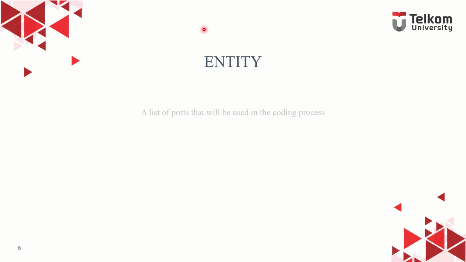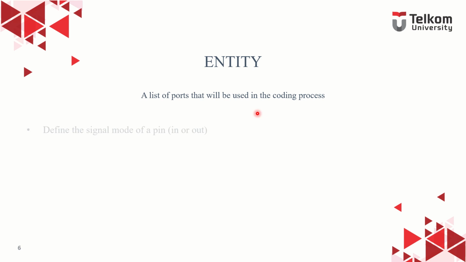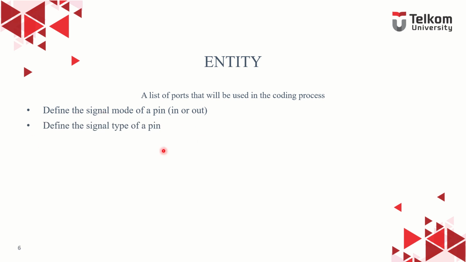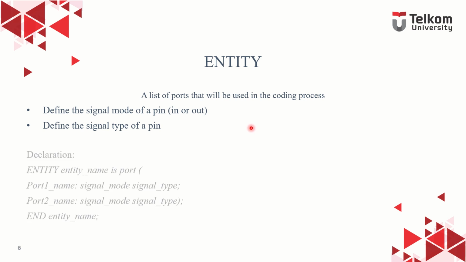The next one is the entity. An entity is a list of ports that will be used in the coding process. In the entity, we define the specification of the circuit we design, the ports, whether they are in or out, and the type of signal. The entity defines the signal mode of a pin, whether it's in or out, and the signal type of a pin, whether it's integer or logic or etc.